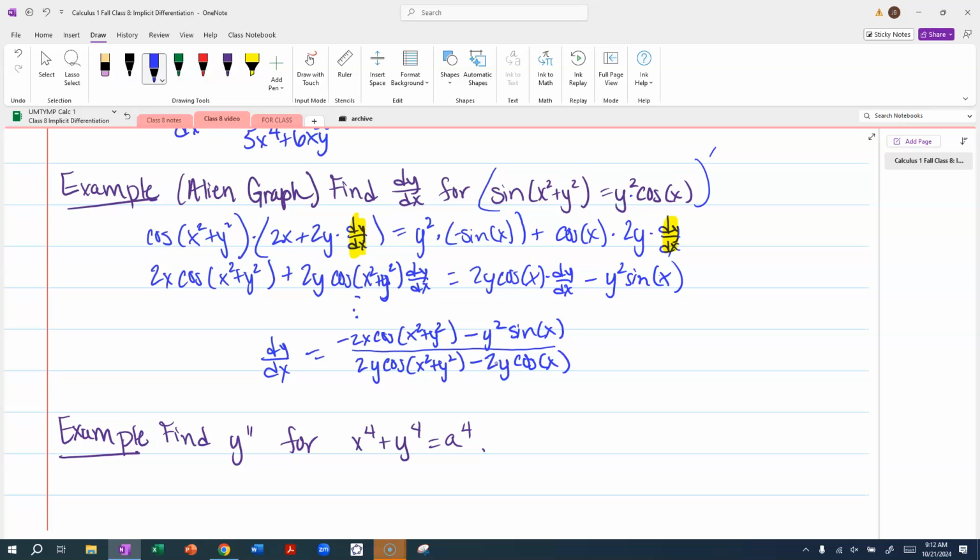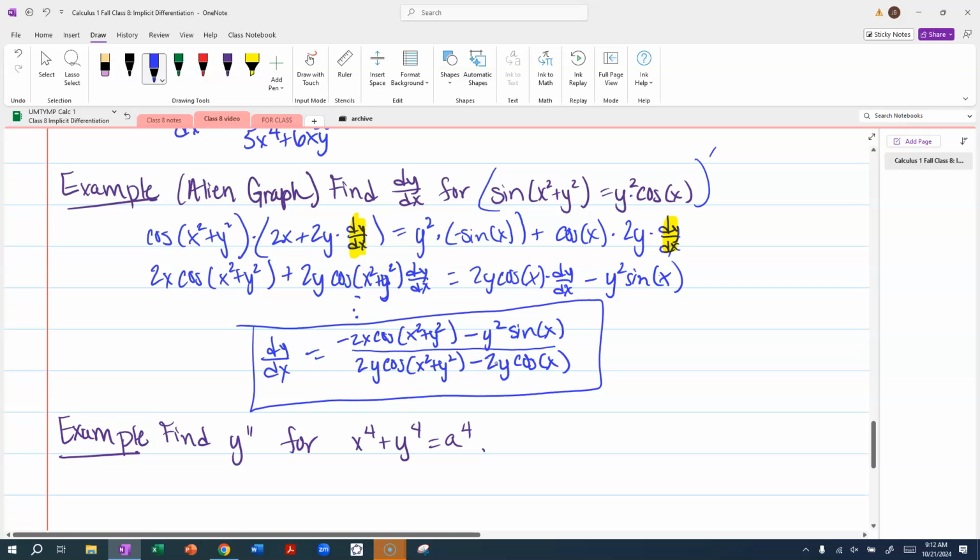So that's how the alien graph is changing at a certain point. And you would just need to find that point and sub it in, right?